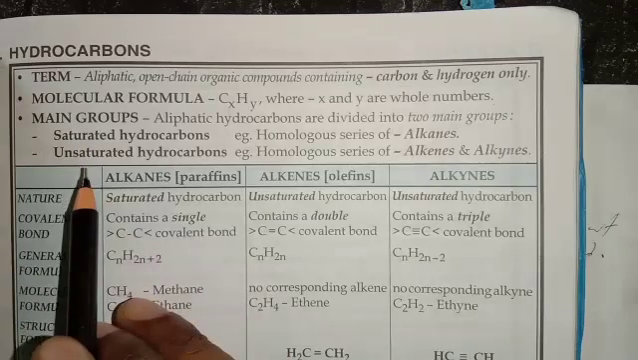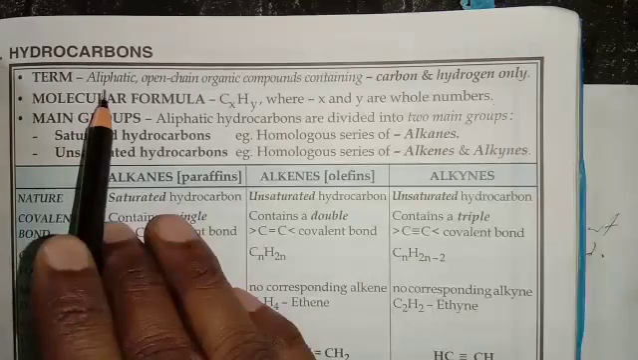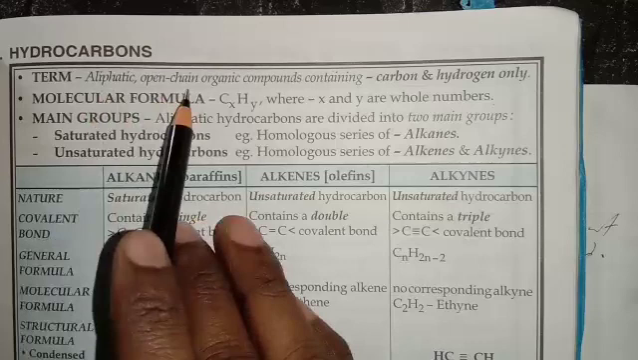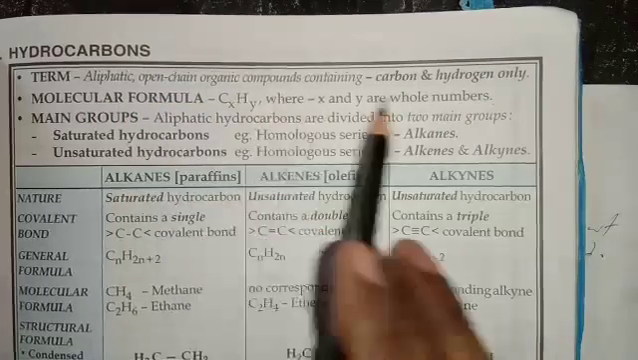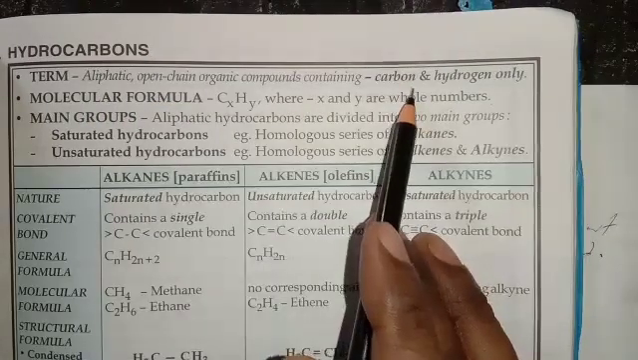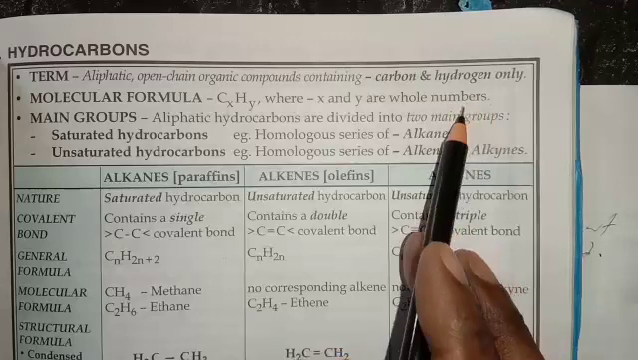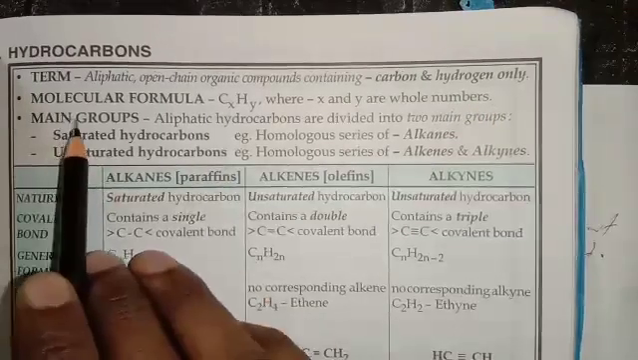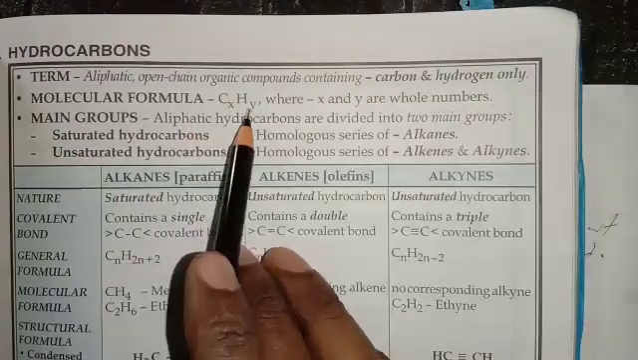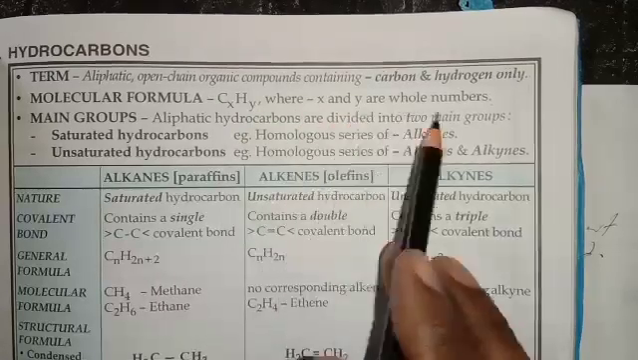We'll get so many compounds like aliphatic compounds, open chain organic compounds containing carbon and hydrogen only. Therefore, their name is hydrocarbon. The molecular formula will be CxHy, where x and y are whole numbers.